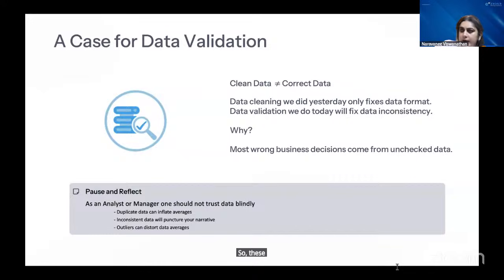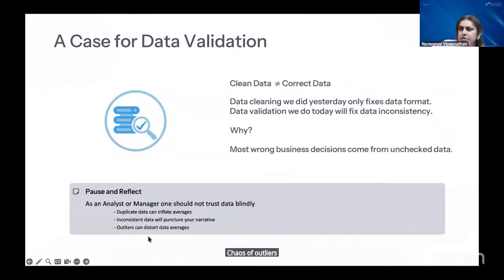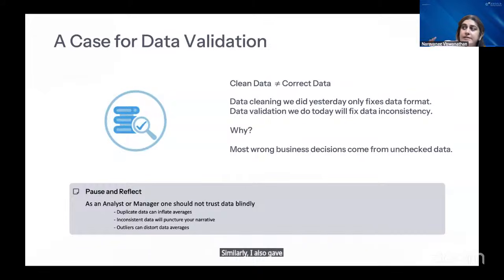So these could be outliers. It's not possible that in one household you have 400 people living, correct? That is the case of outliers. Because in a household, generally you have maybe 6, 7, 8 people maximum. If you have 100 people living, there are outliers. Ideally, you should clean them. It's not possible, right? Similarly, I also told you about inconsistency of data.